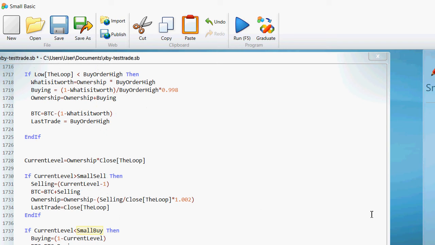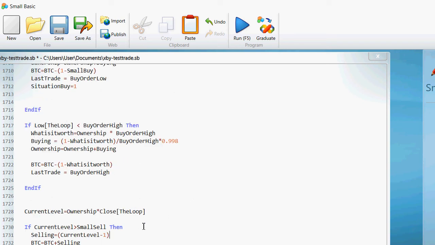Okay, I'm just confused. I'm pretty sure this is right, but I'm thinking there's something in the back of my mind that it's not. If current level is greater than the small sell. Okay, this is an important one right here. So anyway, after this is all done, and by the way, what it is worth is equal to the ownership, how many you own, multiply by order high. Okay.